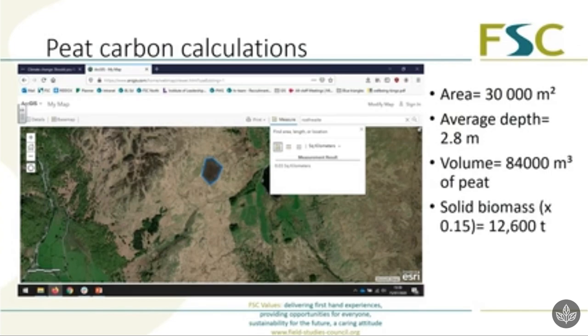To get that into biomass, a little bit different to what we did with the soil and with the vegetation, I'm going to times it by 0.15 because peat is approximately 85% water, so that'll give me the solid mass. So that gives me 12,600 tonnes. We already know that to get biomass into carbon, we need to halve it. So the carbon is 6,300 tonnes.